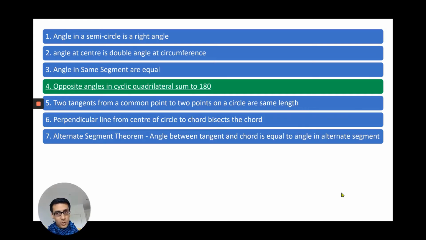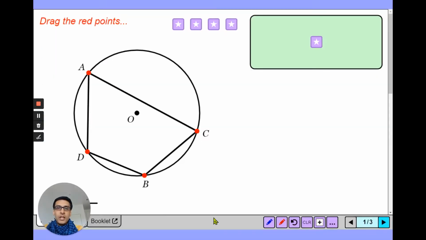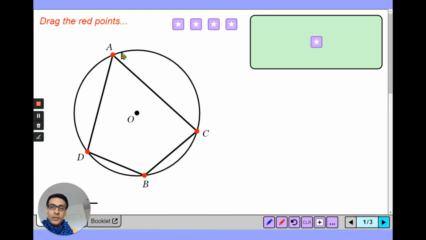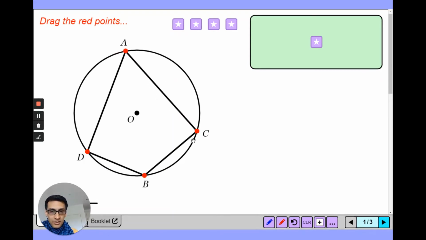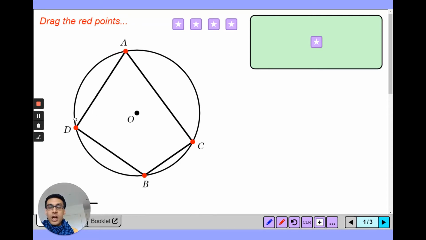Mr. Maswara. We are going to be doing proof number 4, and this is called opposite angles in a cyclic quadrilateral sum to 180. We're going to do a few examples and I'll show you how to prove it's true as well. Okay, so we have a cyclic quadrilateral with us here, and you can see it's a cyclic quadrilateral because all of the points or the vertices of the quadrilateral are on the circumference.